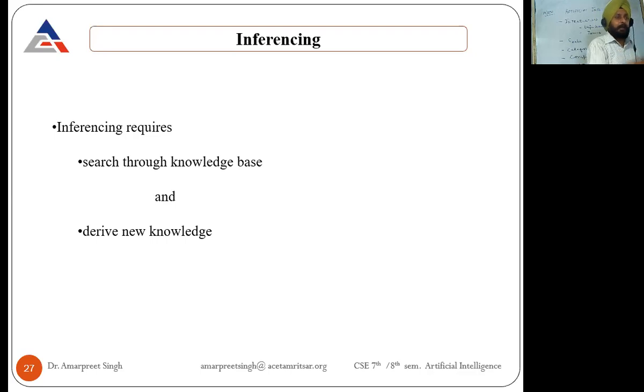All the facts and all the rules are present in a knowledge base. A person or a system will search through that and make a proper final statement. That is known as inferencing. So it derives new knowledge from the given knowledge. That is known as inferencing.